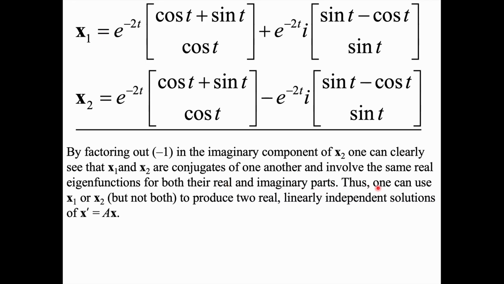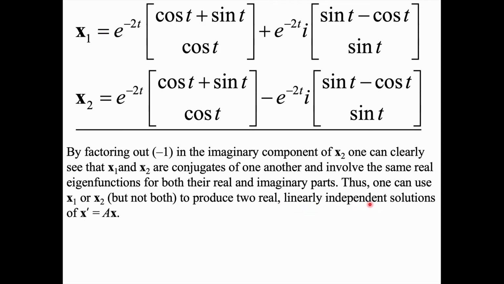So most textbooks then go on to say in a footnote somewhere, one can use x1 or x2, but not both, to produce two real linearly independent solutions. So what we're saying is, whichever one you use, you're going to get the same real functions involved in the solutions, and that's why we usually just focus on one of the eigenvectors to create those two real pieces, those two linearly independent pieces. Which leads us to our last part of this discussion. How can we show that they're linearly independent?